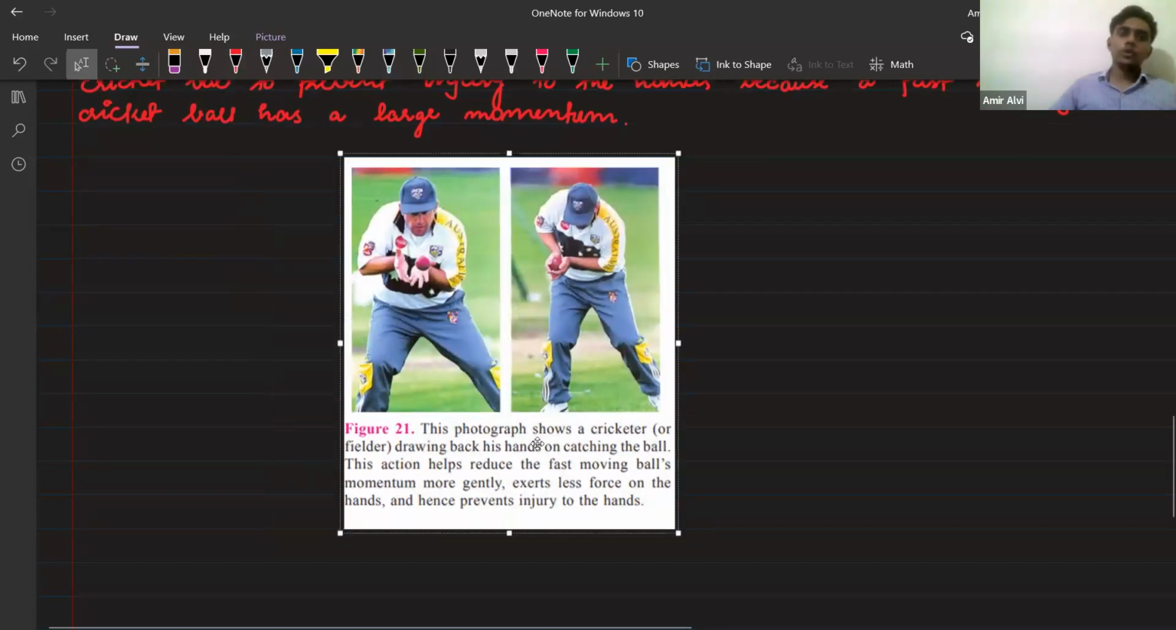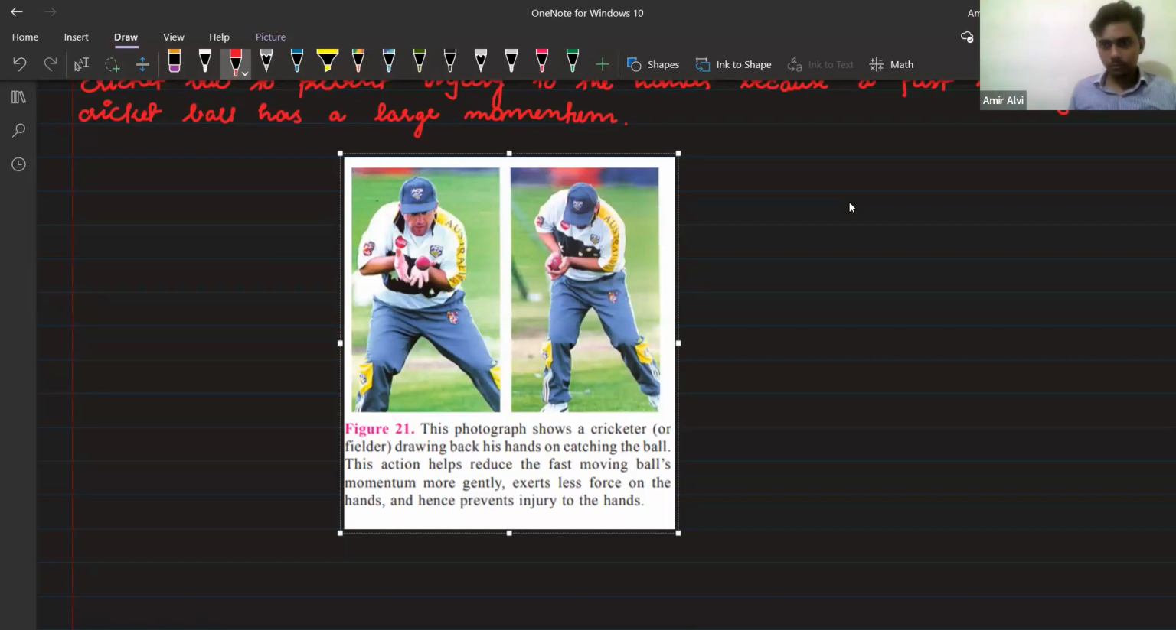Yep. So when the ball is moving, the person carrying the ball takes his hands in the backward direction to absorb the momentum so that there is no injury to the hands, right? It works like a rubber. When we move the hands backward, it works like an absorbent.